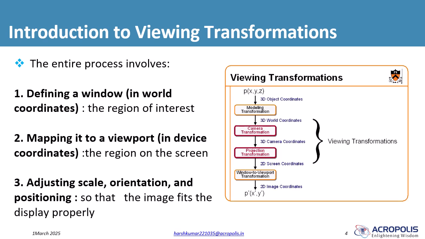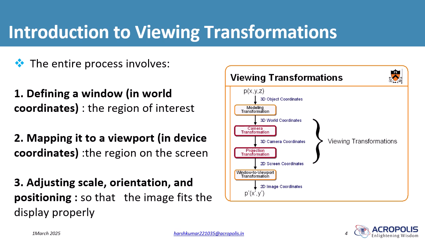The process of viewing transformation involves basically three steps: defining a window in world coordinates, the region of interest, mapping it into a viewport in device coordinates, which is the region on screen, and adjusting the scale, orientation and positioning so that the image fits the display properly.